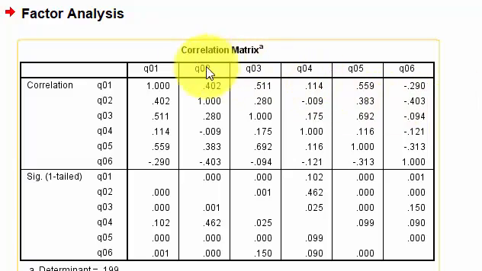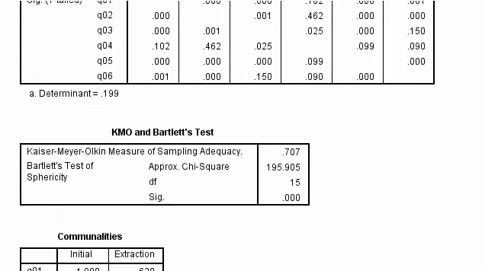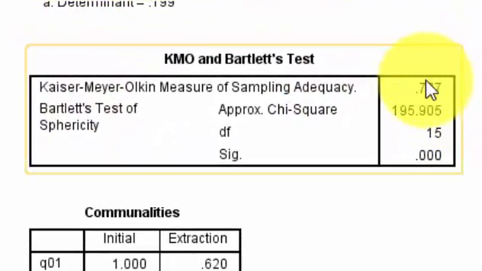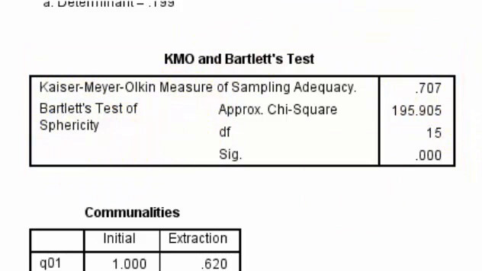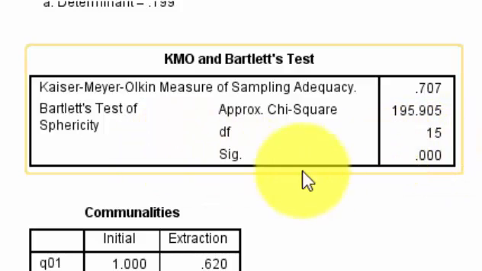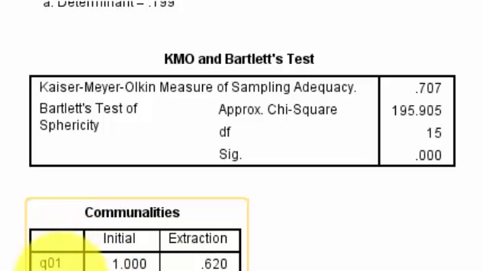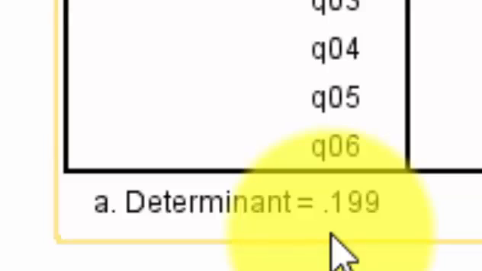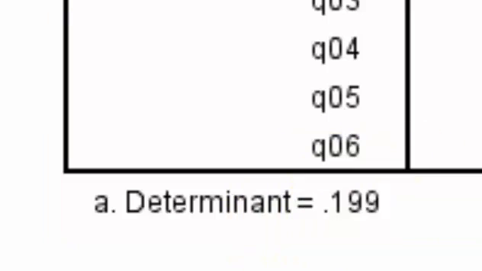And this is what you look at. There's the correlation matrix. I see a lot of significance down there. KMO means the sample size is big enough if it's greater than 0.5, and it is. Bartlett's test of sphericity should always be significant. It's always 0, 0, 0. All that means is at least two of these questions, two of these items, are significantly correlated, so you should proceed with your factor analysis. Oh yeah, let's go back and look at our determinant. It is not 0. You may continue.